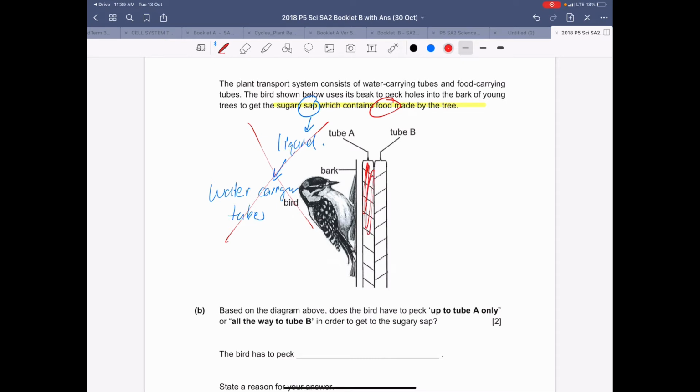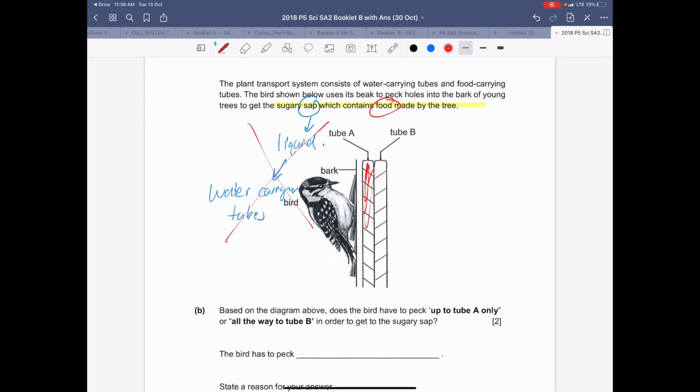So this is where the first marking point goes: brighter, higher light intensity, identification of that. Second marking point, increases rate of photosynthesis. This leads to a higher production of glucose.